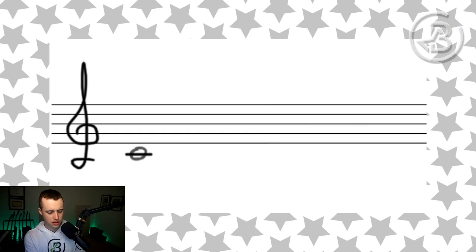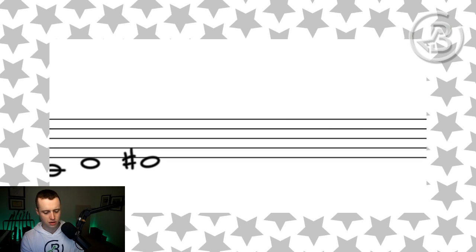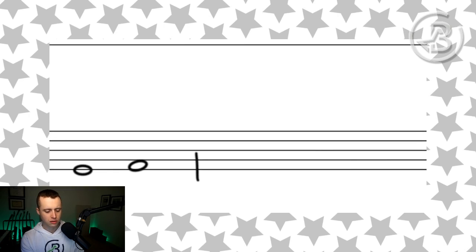Okay, so here's C. Half step up, it's going to be C sharp. The next note, which is a half step up, is D. Then we go to, you guessed it, D sharp. Next up is E. Remember, between E and F, there's no sharps or flats, so we go straight to F. From F, we go to F sharp. F sharp, we go to G. That's one half step up.